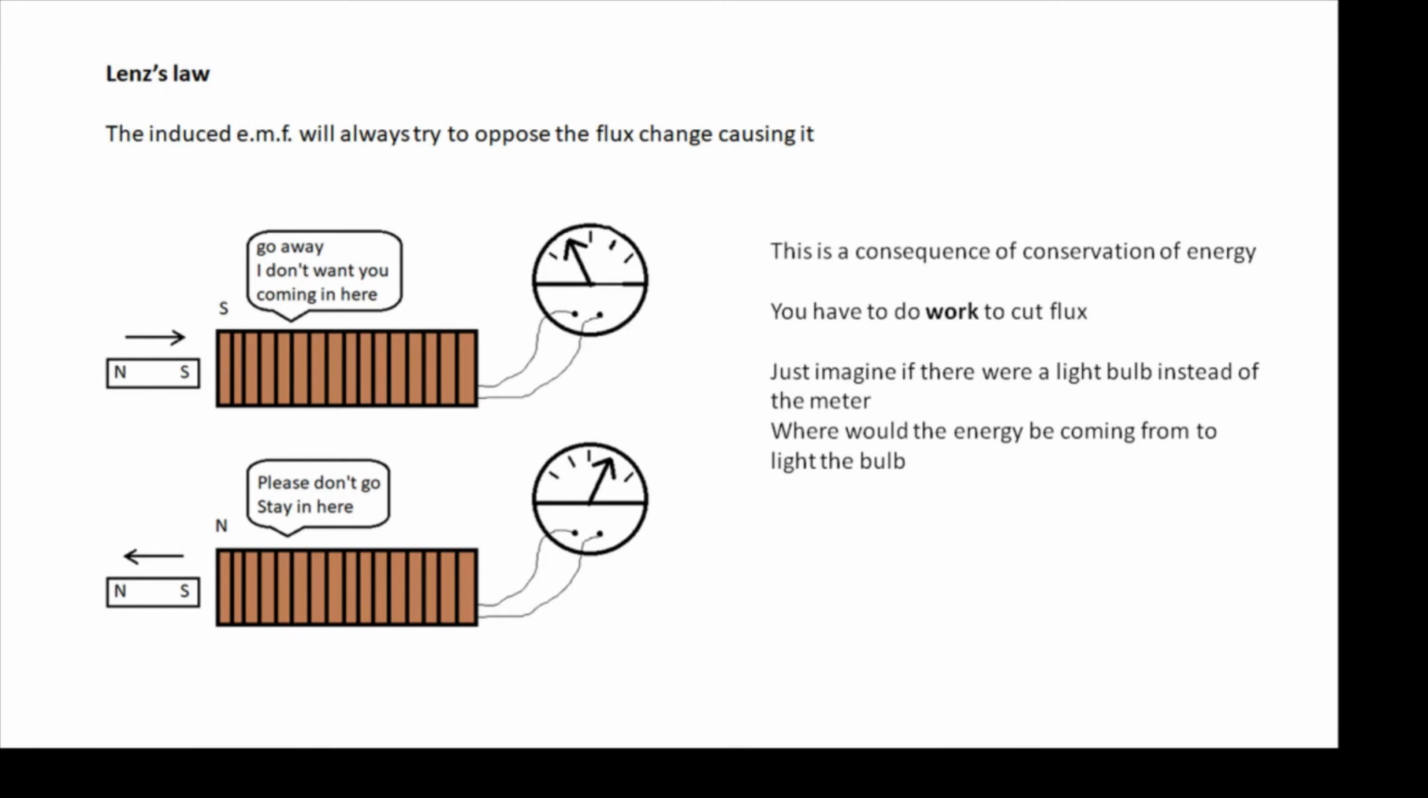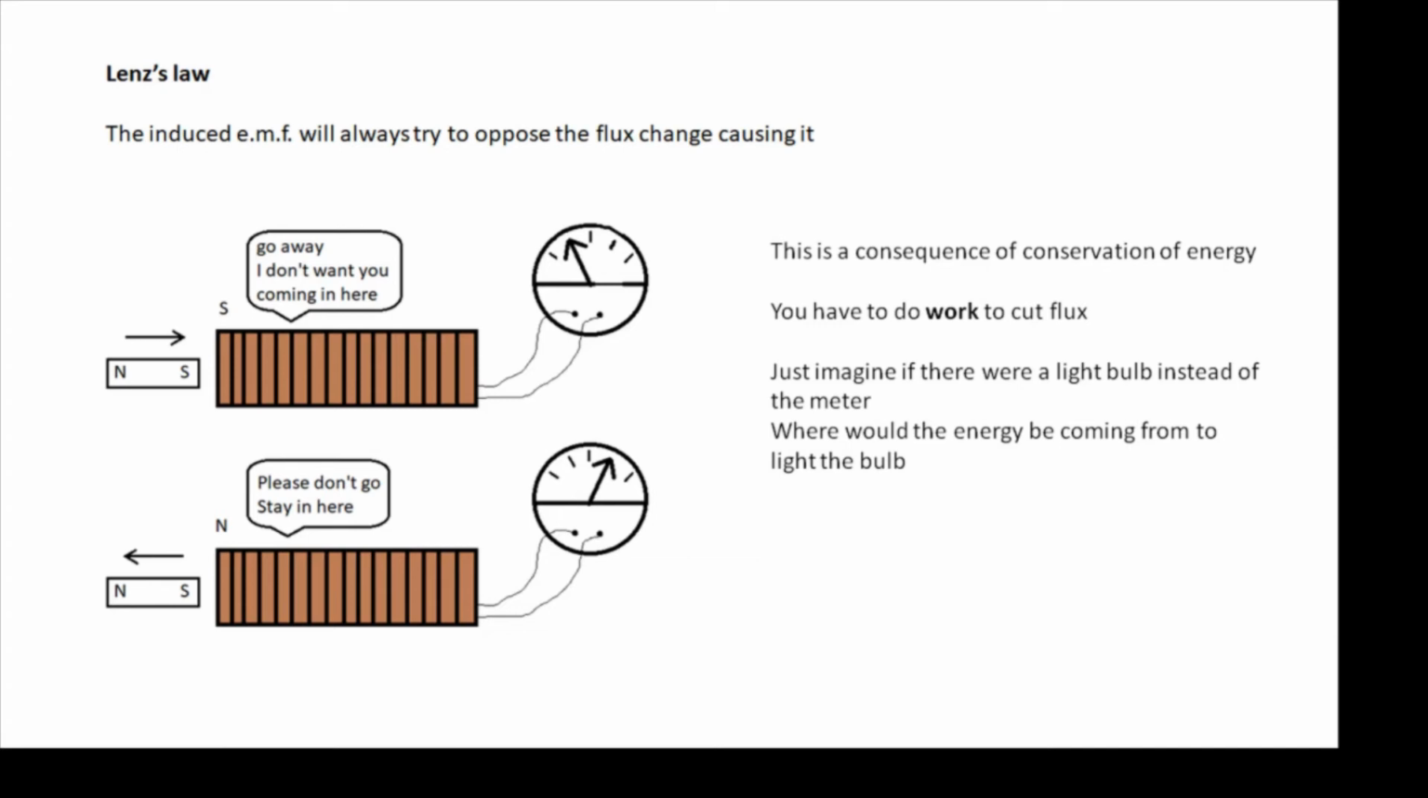And it's basically conservation of energy. If I'm cutting flux, then basically I have to do work to cut flux. The energy has to come from somewhere. If you imagine instead of a meter there, if there was a light bulb and I'm moving this magnet in and out and the light bulb is flashing, where does the energy come from to flash the light bulb? And it's coming from me because I have to do work.